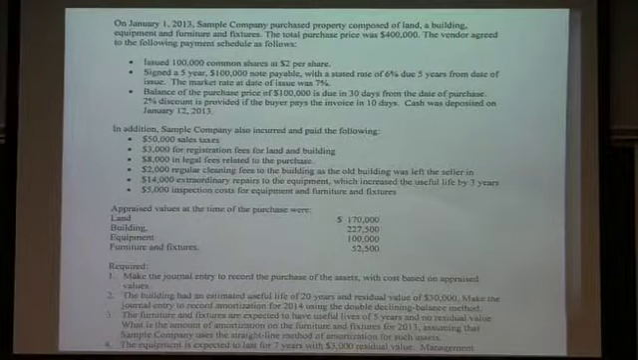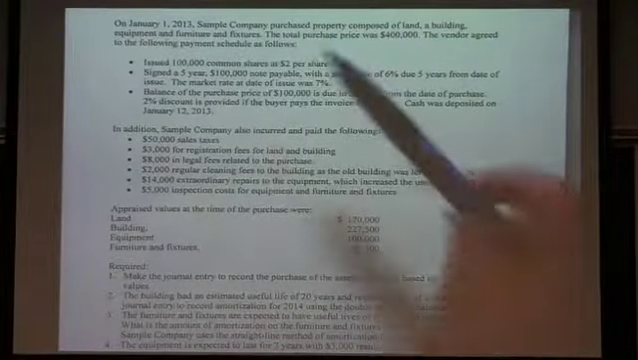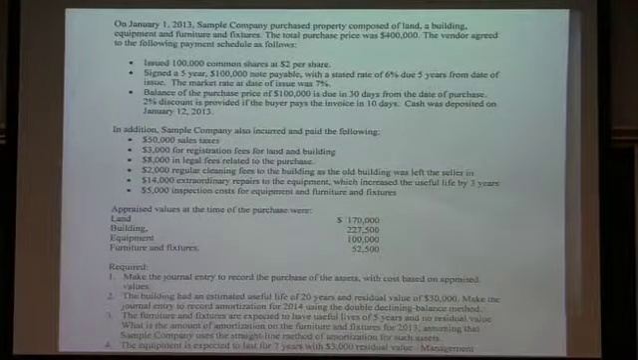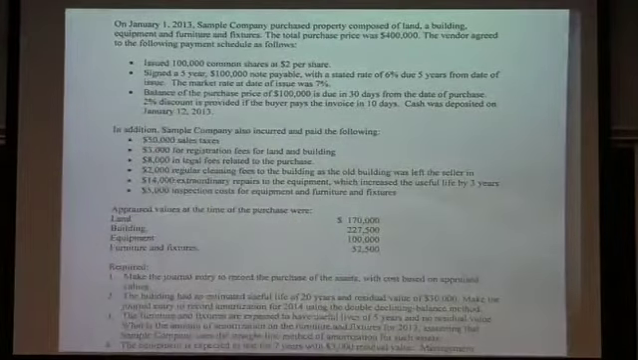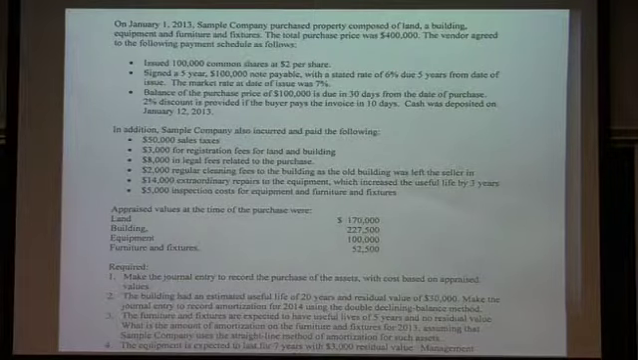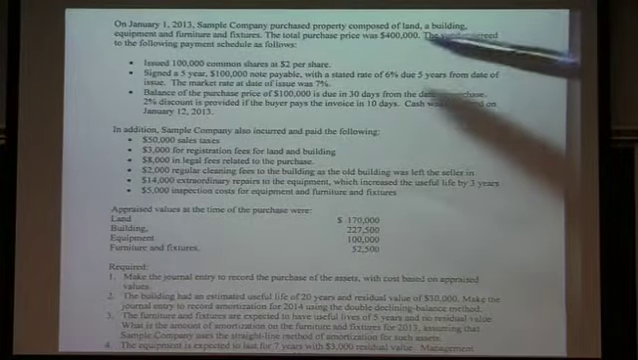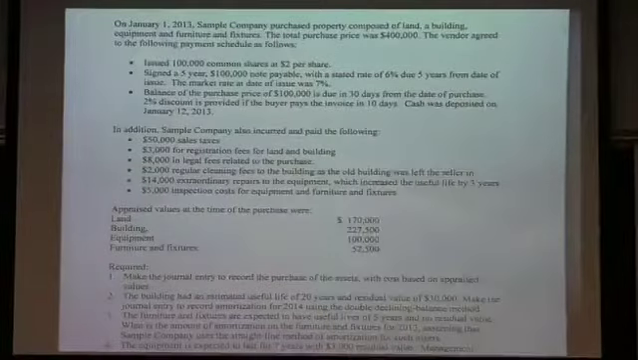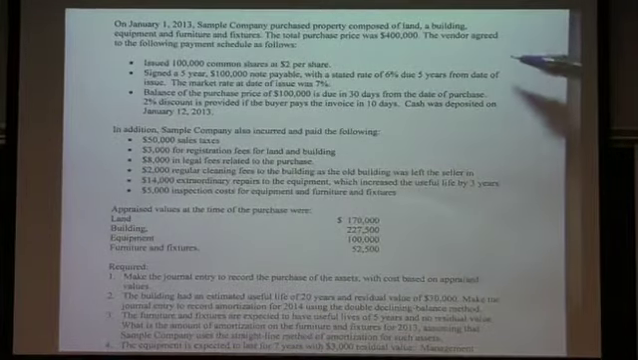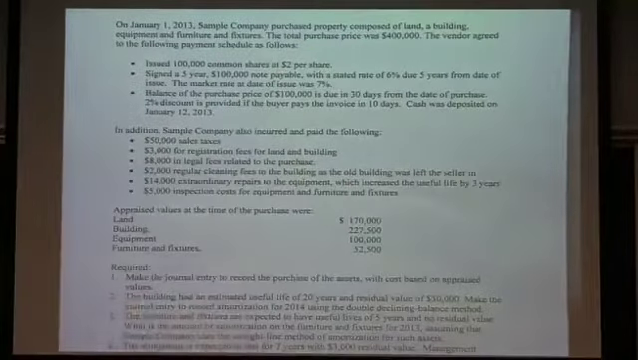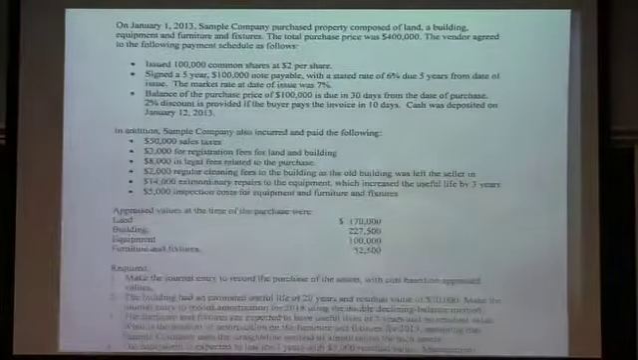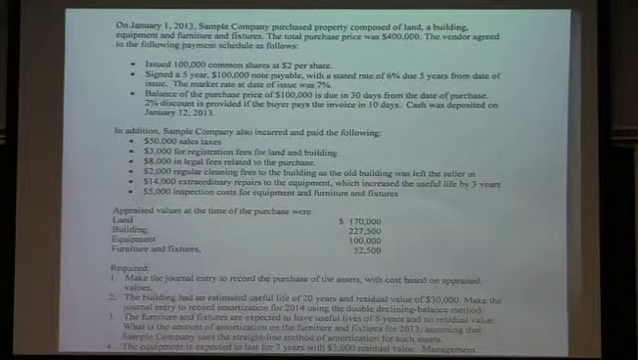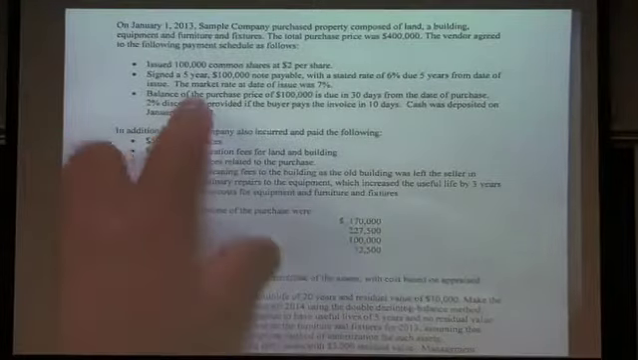On January 1st, 2013, Sample purchased property composed of land, building, equipment, and furniture and fixtures. The total price of this basket, this is called a basket purchase, is $400,000 for the entire property. The vendor agreed to the following payment schedule. So they bought land, building, equipment, furniture and fixtures, all for $400,000, and the payment goes as follows.